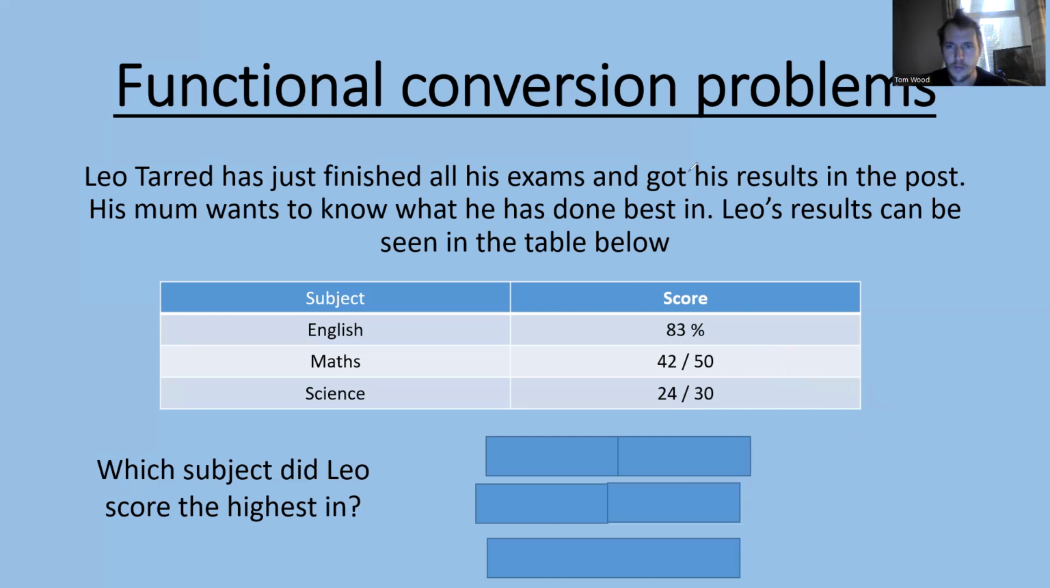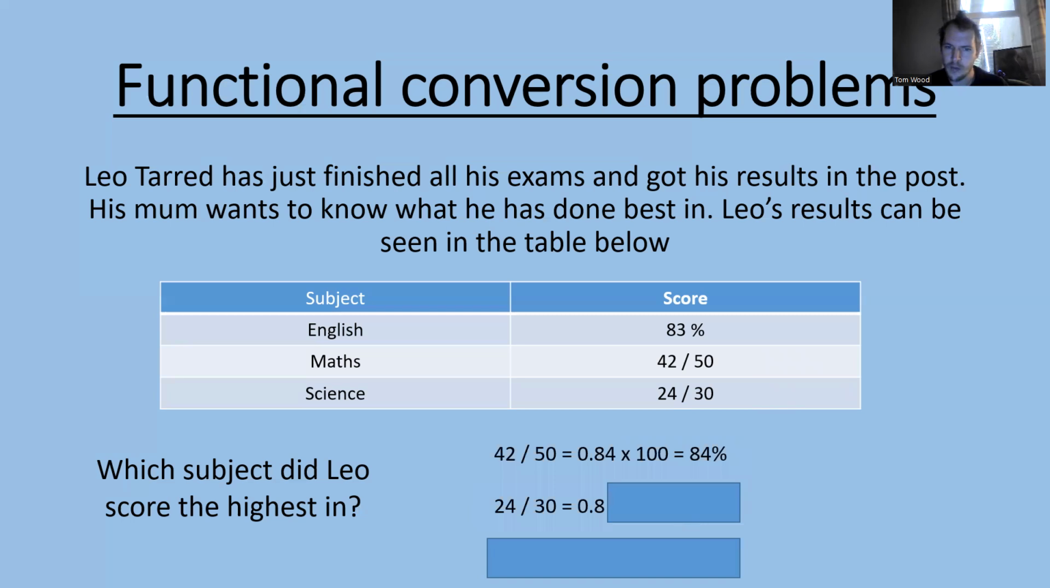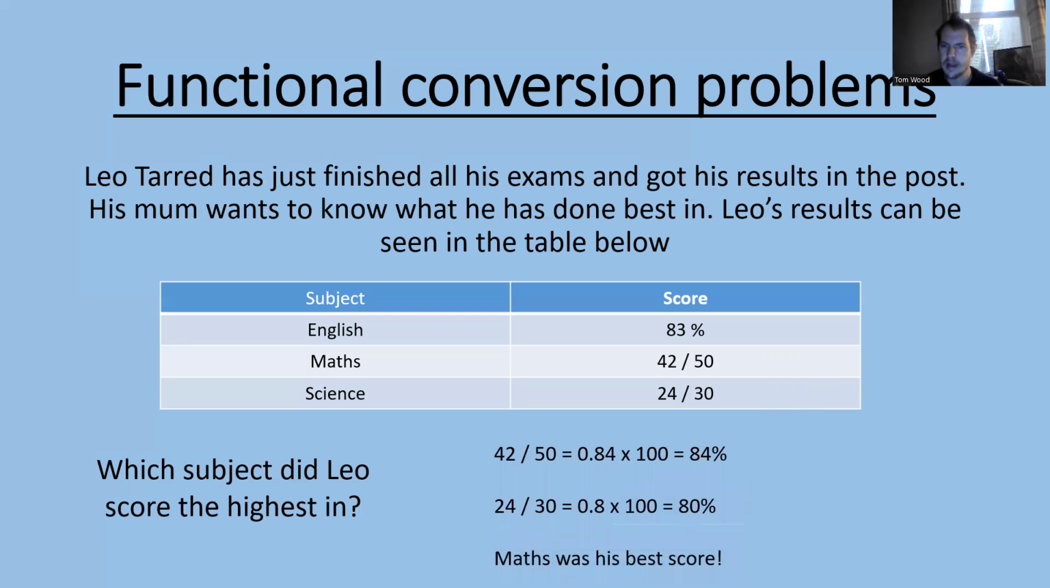But essentially what we've got here is three different kinds of numbers. They're all different statistics, but we want to put them all in the same form so we can compare them. So most people, I'm assuming, have looked at maths and gone, well, 42 out of 50. If I complete that sum, it's 0.84. When I multiply it by 100, I've got 84%. If I do the same with science, I've got 24 out of 30. So 24 divided by 30 is 0.8. When I multiply it by 100, that is 80%. Then all I have to do here is look and go, well, maths is the highest. 84 is bigger than 83, and it's bigger than 80.